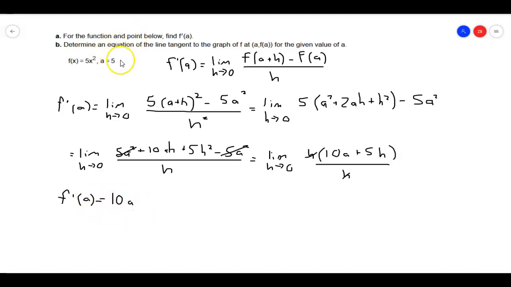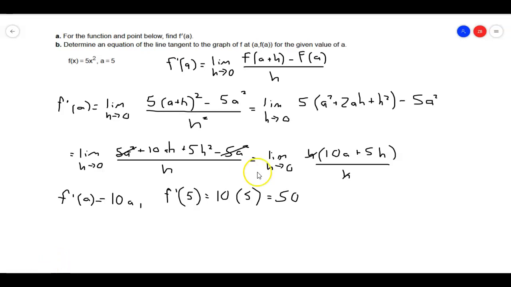So if I wanted to check different values of a, I just plug it in here. So with mine, at a equals 5, we just plug the 5 in there, and this means that f prime, that's our derivative evaluated at 5, is equal to 10 times 5, which is equal to 50.